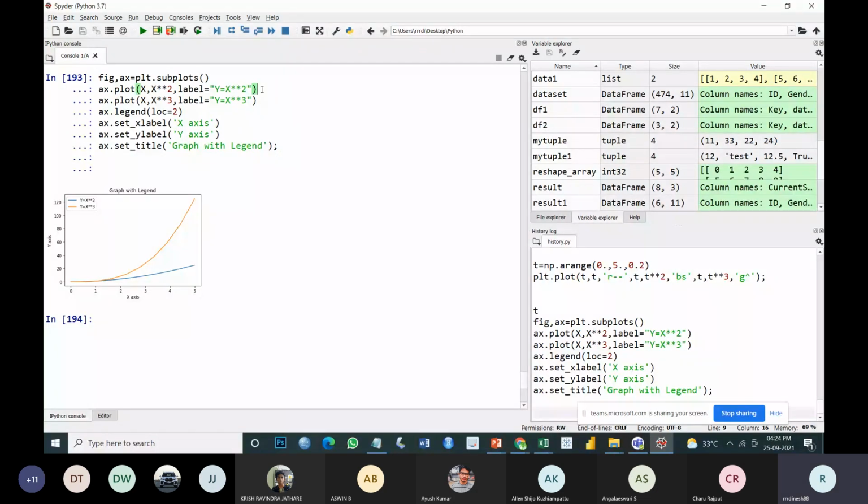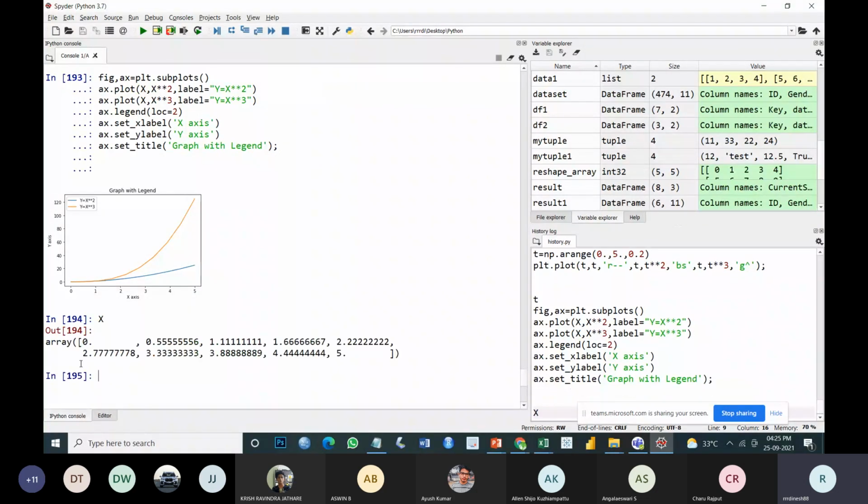X comma x square. What is the x value here? X is 0 to 5, which we already declared. That is 5 comma 25. This is 5, this is 25, the last value. That is a blue color line. Whereas x comma x cube, the next line, 5 comma 125. It is here. Label equal to y equal to x cube.